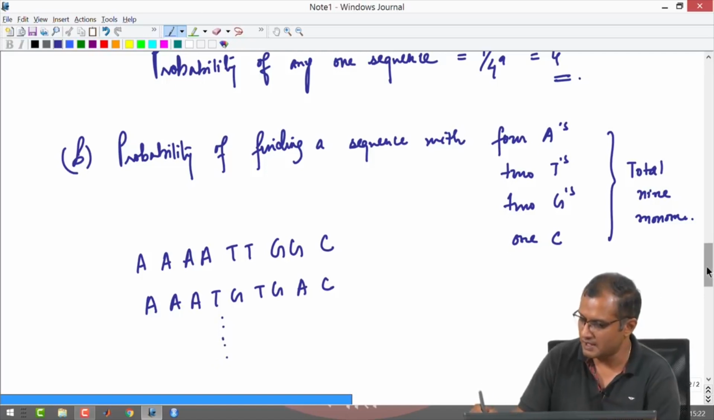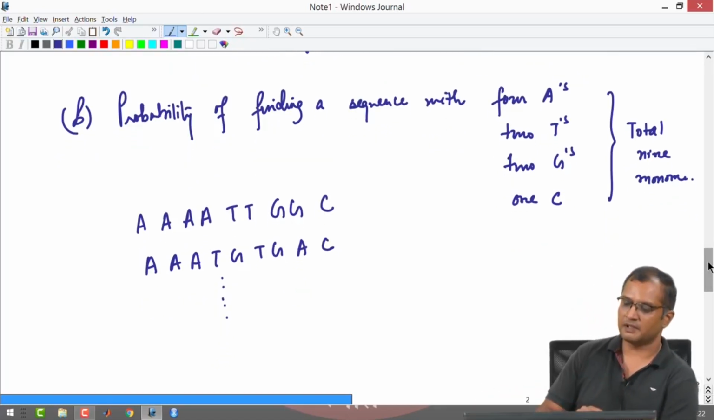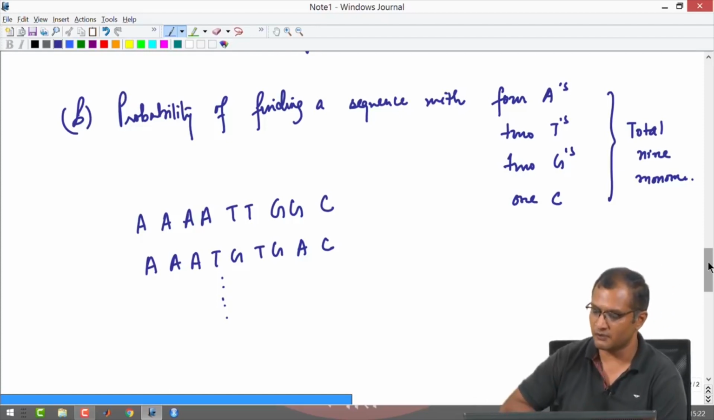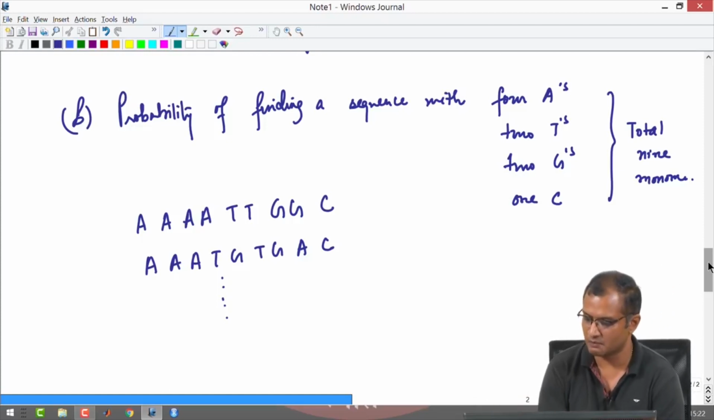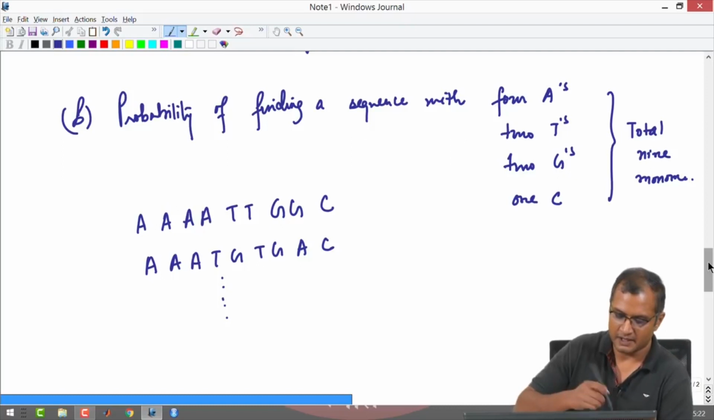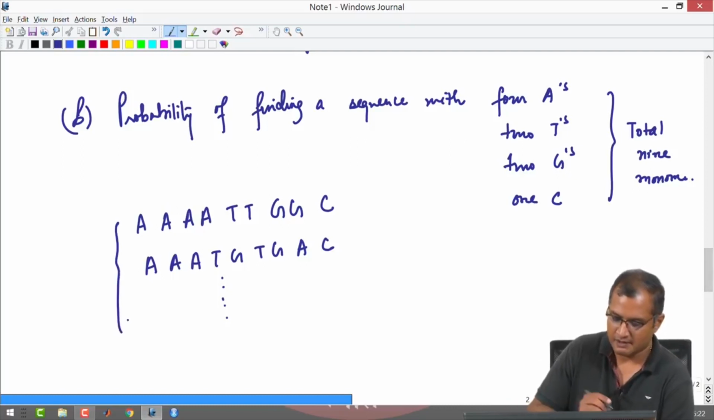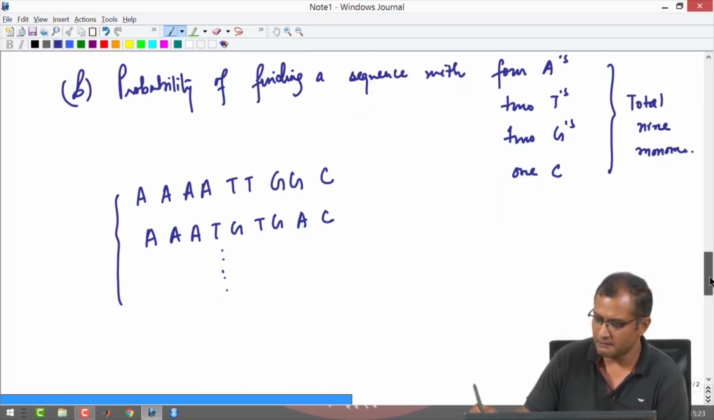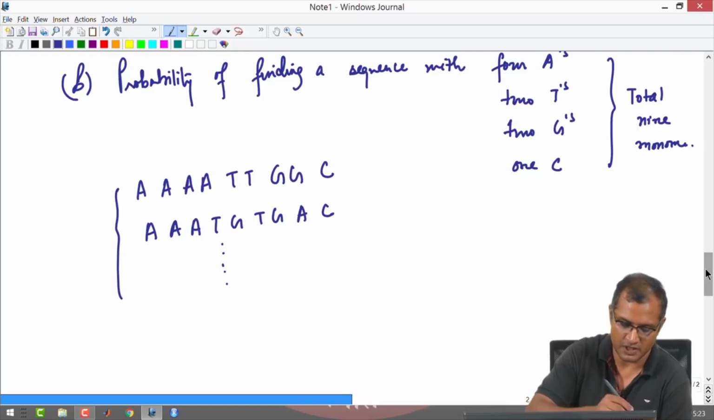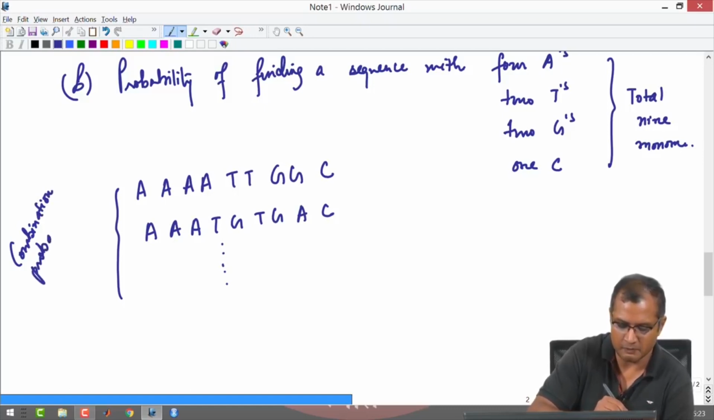So, the question asked here is, what is the probability of finding a sequence with 4 A's, 2 T's, 2 G's, 1 C. Basically the sum of all these permutations divided by the total number of permutations. So, this is essentially a combination problem where you do not say that I want exactly this permutation.